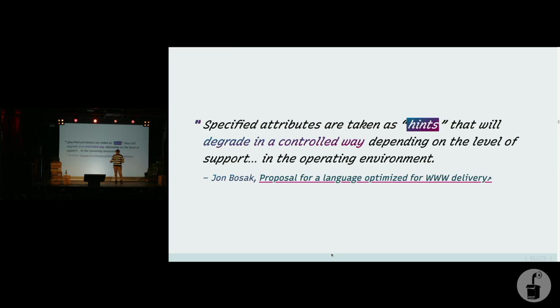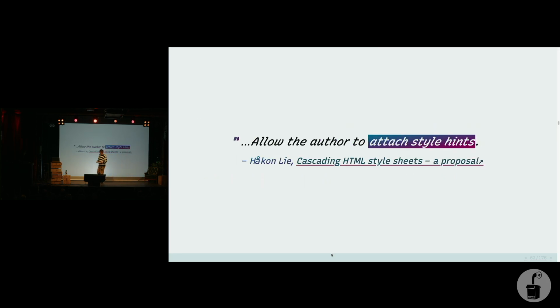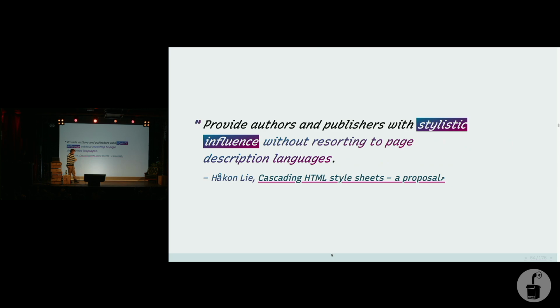Other people pick this up. John Bosack's proposal has hints that will be degraded in a controlled way, or we can allow authors to attach style hints. This is from Hokum's cascading HTML style sheets. Allow authors to attach style hints that the browser may or may not use. Authors and publishers should have some stylistic influence, but without resorting to page description languages.